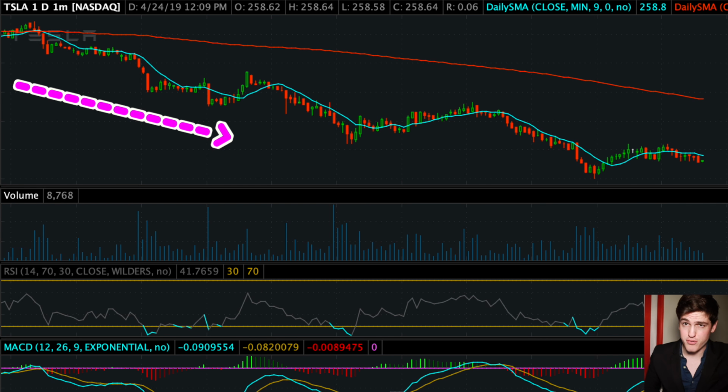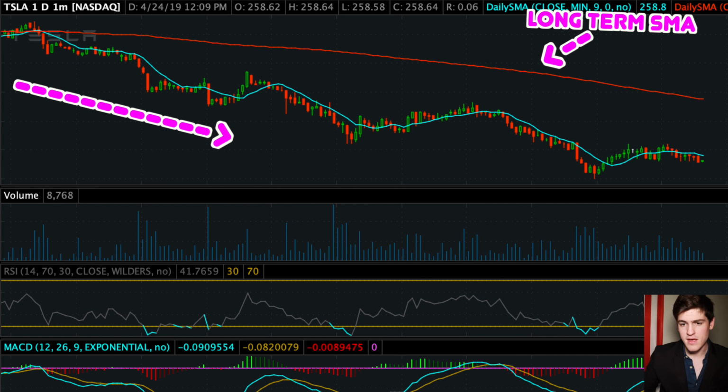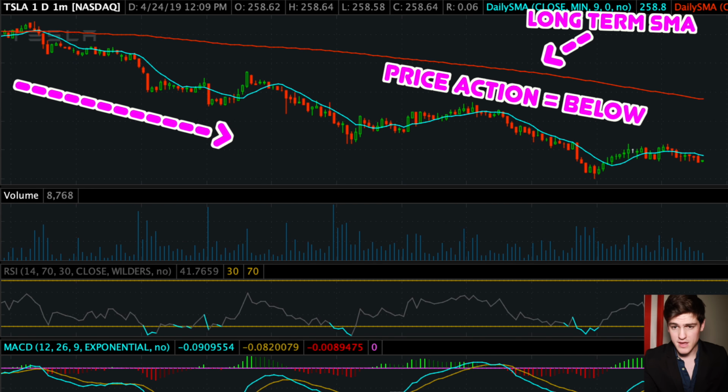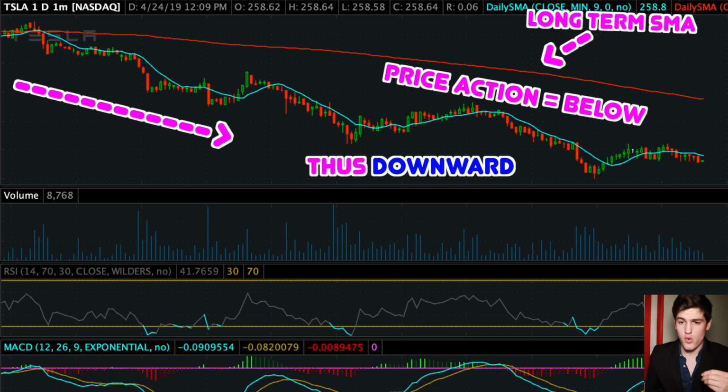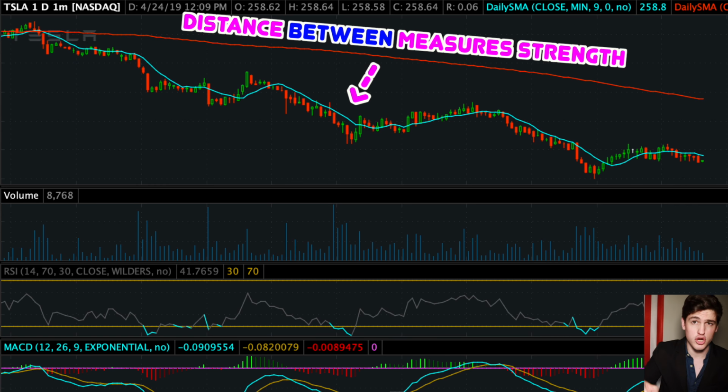It's not in the minute by minute price action. At any given time, the price action may be going up or down, but to determine the overall direction, we just need to look at the long-term SMA line. Identify if it is upward or downward, and measure the strength of the uptrend or downtrend by looking at the real estate between the price action and the long-term SMA line.